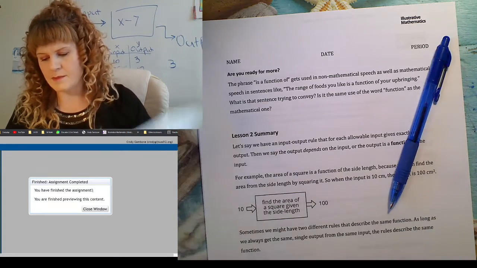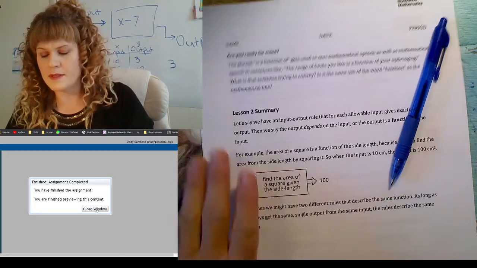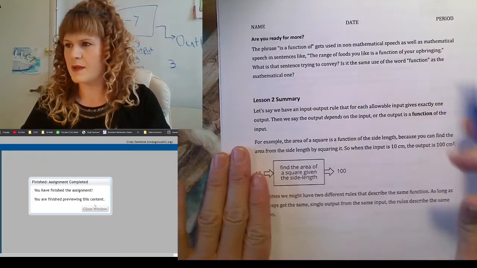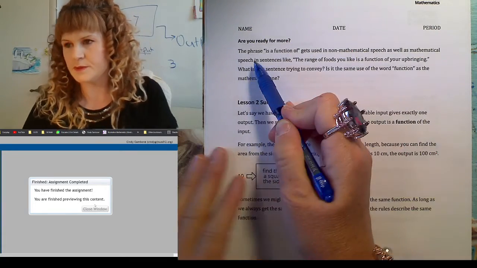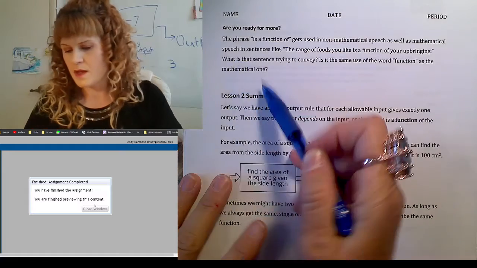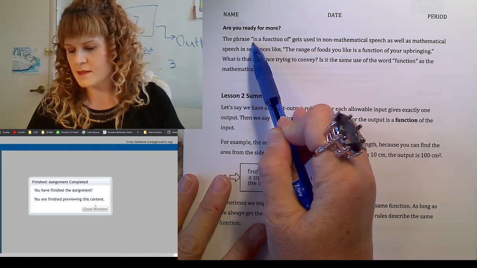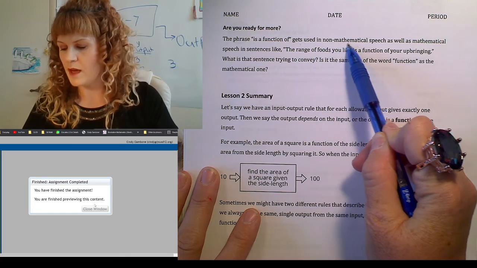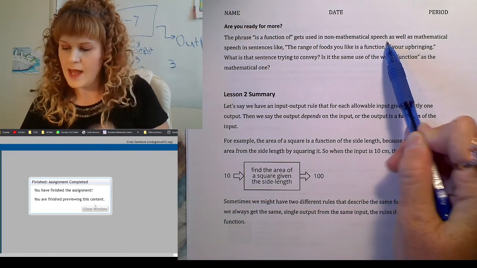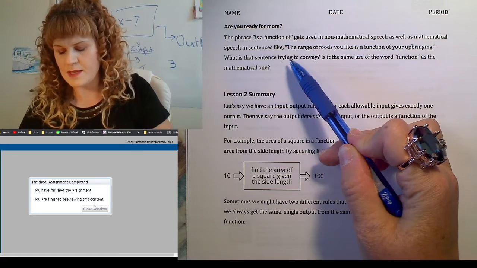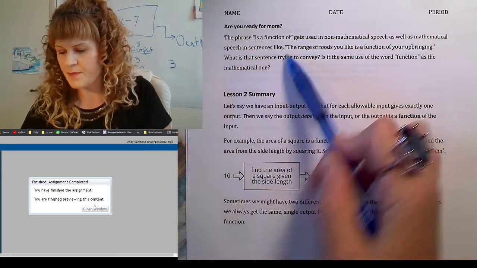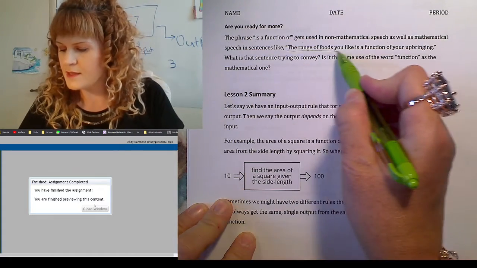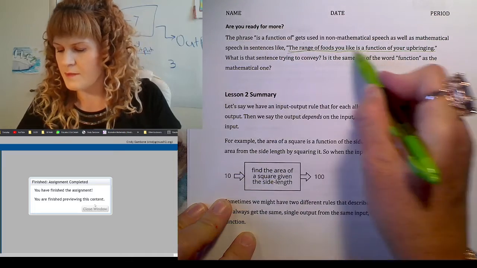Finally, finish that assignment. In the pages that I gave you, you can read more about this lesson. Let me read it to you. The phrase "is a function of" gets used in non-mathematical speech as well as mathematical speech, in sentences like "the range of foods you like is a function of your upbringing." They mean it depends on.